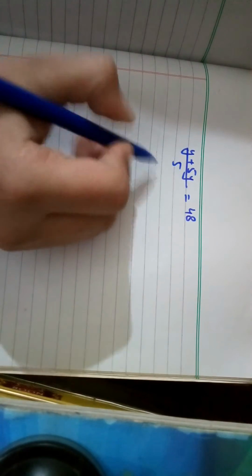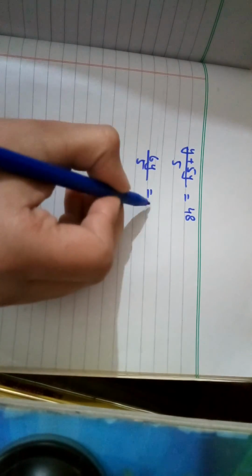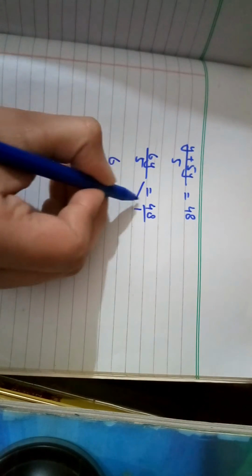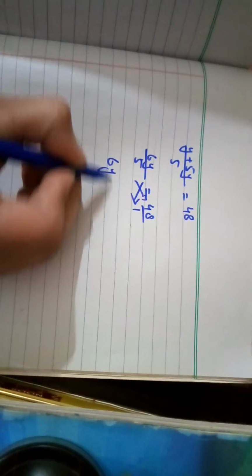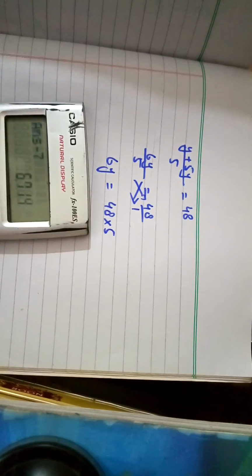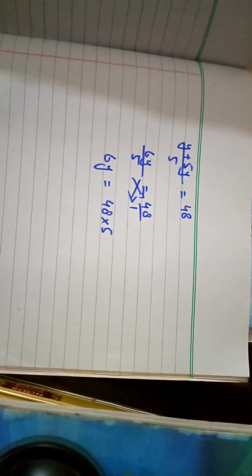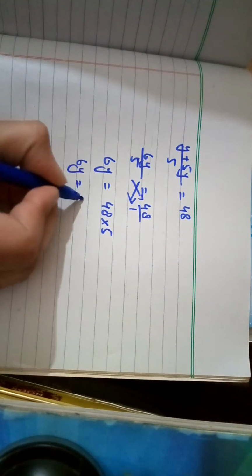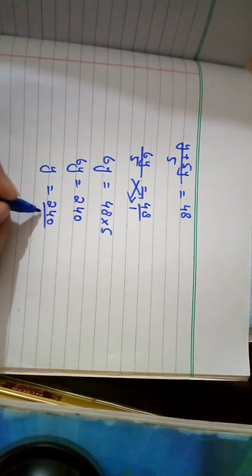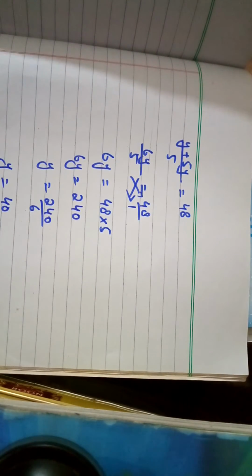So 5 plus 1, 6y is equal to 48 divided by 5. Now do the cross multiplication. 6y is equal to 48 into 5. So 48 into 5 is equal to 240. 6y is equal to 240. y is equal to 240 divided by 6. So y is equal to 40.